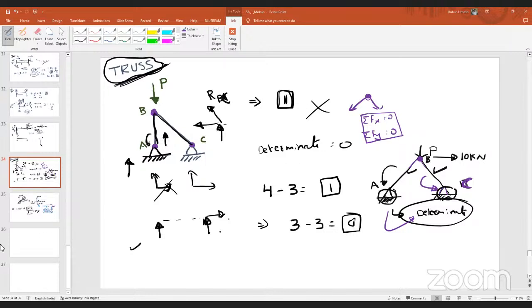Sir, but we have to consider all the supports, no, sir? You have to consider all the support reactions, no, sir? What about the support C, sir? Can you show the next slide, sir?